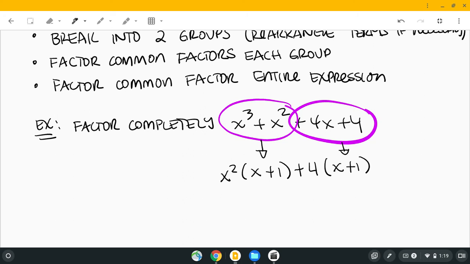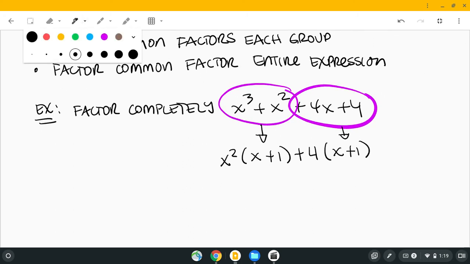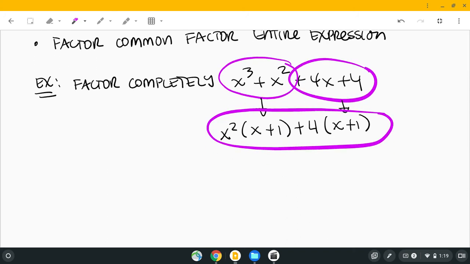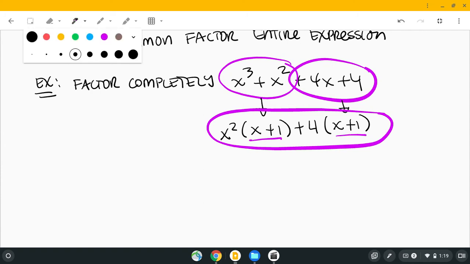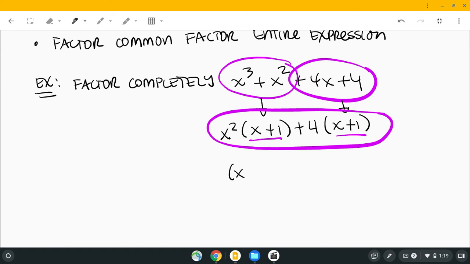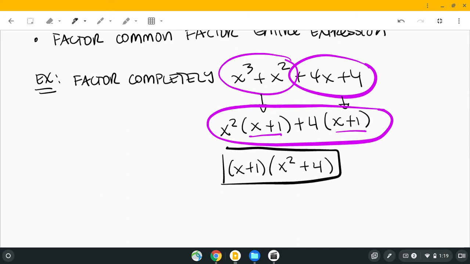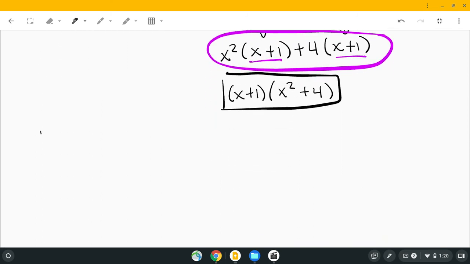Okay. So now that I'm done with each group, now I'm going to look at the entire expression, and I notice that they both have x plus 1 in common. So that's what I'm going to factor out. So I'm going to factor out an x plus 1, and when I do that, I'm going to have x squared plus 4 left. And the x squared plus 4 sum of squares does not factor anymore. If I had x squared minus 4, then I would factor that some more.